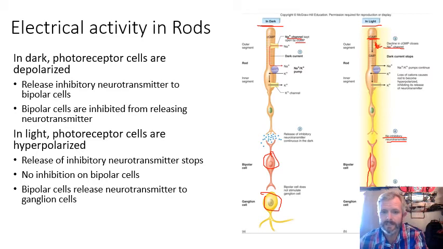Okay, so that is in dark. Our pathway is inhibited by this inhibitory neurotransmitter being sent out. In light, the inhibitory neurotransmitter is not being sent, and now I can signal through my pathway.